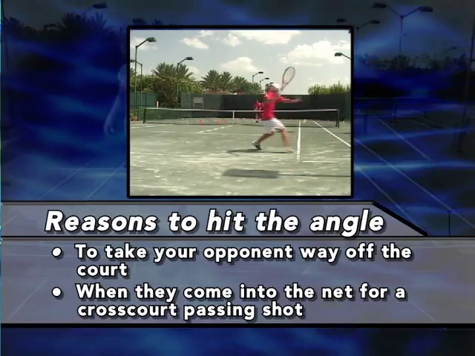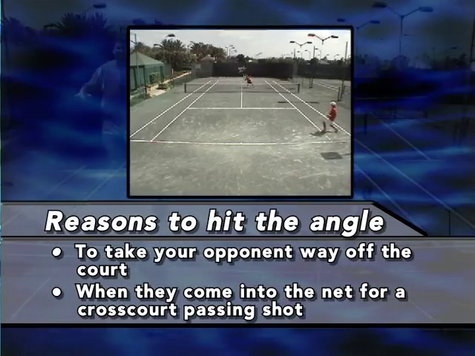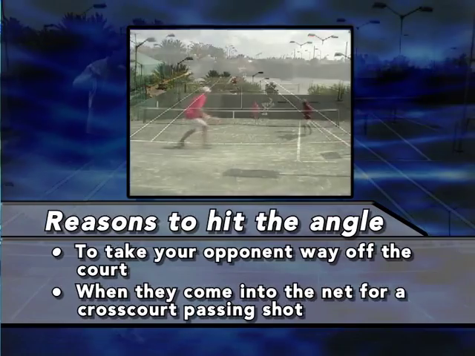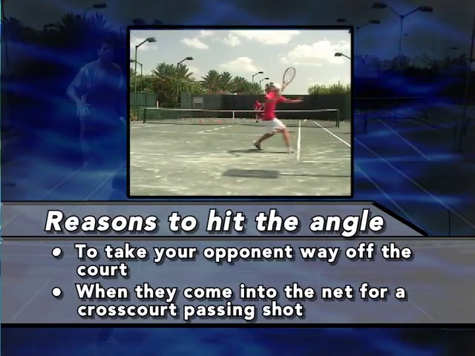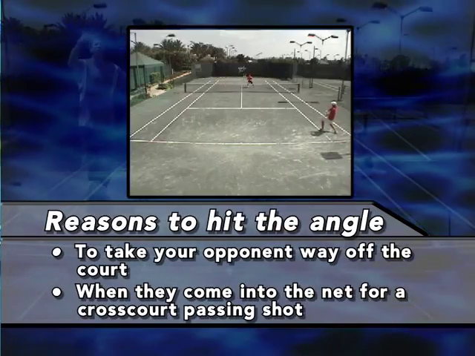After you play that angle, look for the next shot. The volleyer can't put it away, so you're going to get another chance. Use, with your arcs and your drives, the angles to either take your opponent way off the court or when they come into the net to pass them cross court.